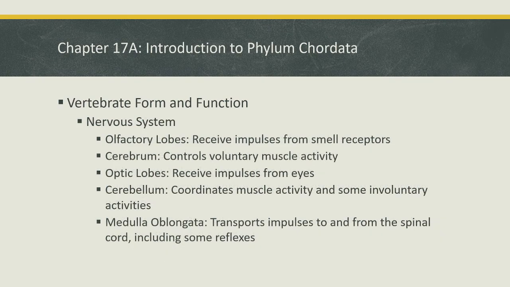Okay. And then nervous system. A few different terms and structures here. Common parts of the nervous system of vertebrates, a lot more developed than most other kinds of animals as far as the nervous system is concerned. There are olfactory lobes, and they receive impulses from the smell receptors. So that's what interprets our sense of smell for us. And then there's the cerebrum that controls voluntary muscle activity.